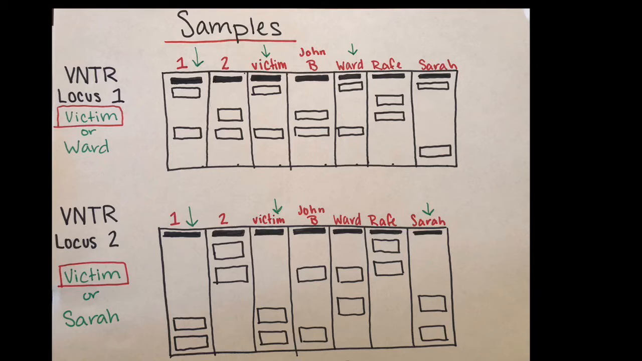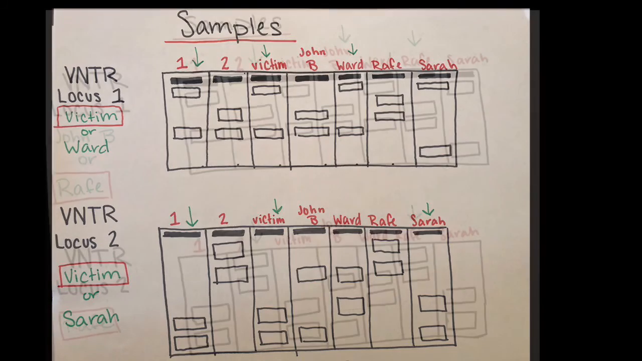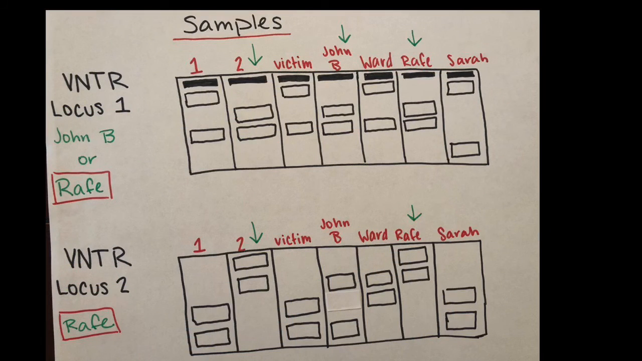Looking at the second locus, we see that the victim and Sarah have DNA matching the sample. Now we know the DNA in sample 1 comes from the victim, Sheriff Peterkin, because she's the only person who matched at both loci. Now let's take a look at sample 2.